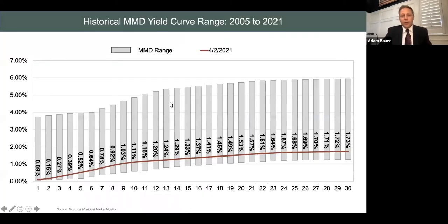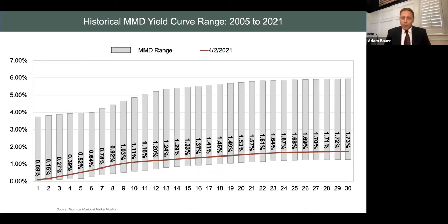On our first slide, what we're showing is the municipal market data yield curve from years 1 through 30. And that red line represents that data as of 4/2/2021. So the MMD has 30 data points, one for each year, and that's what we're showing there, starting at 0.09 and going up to 1.73.